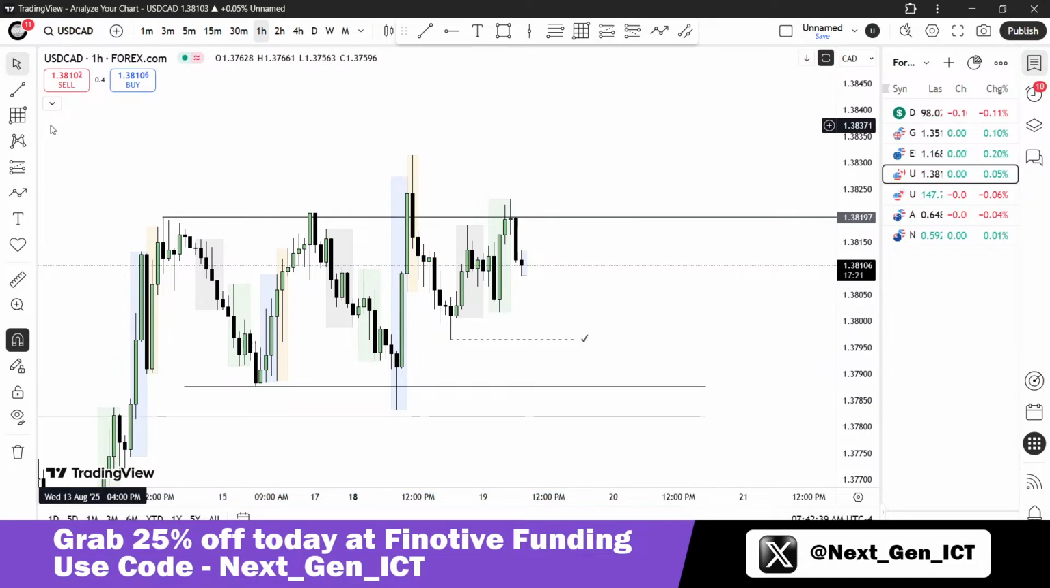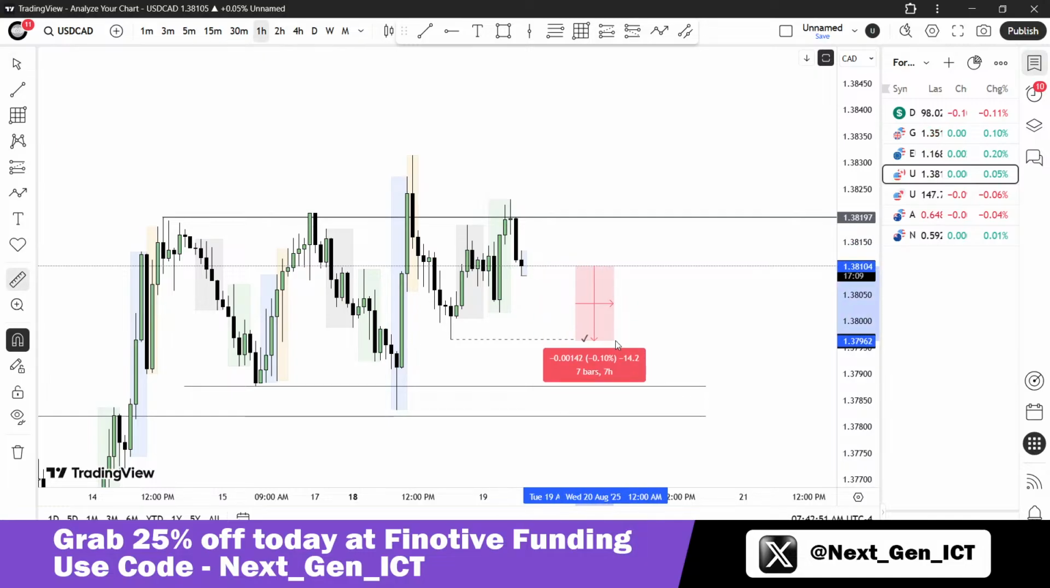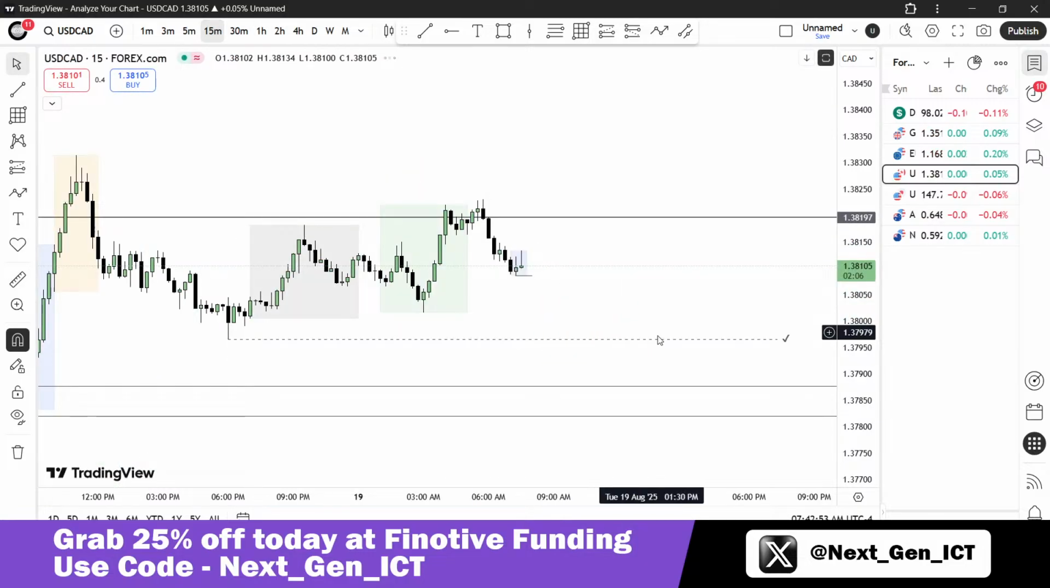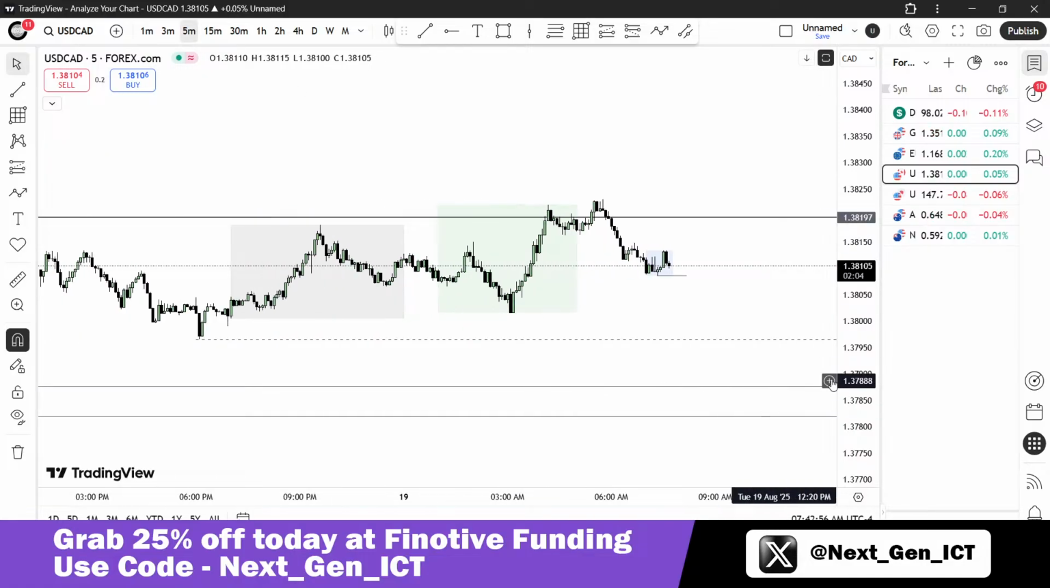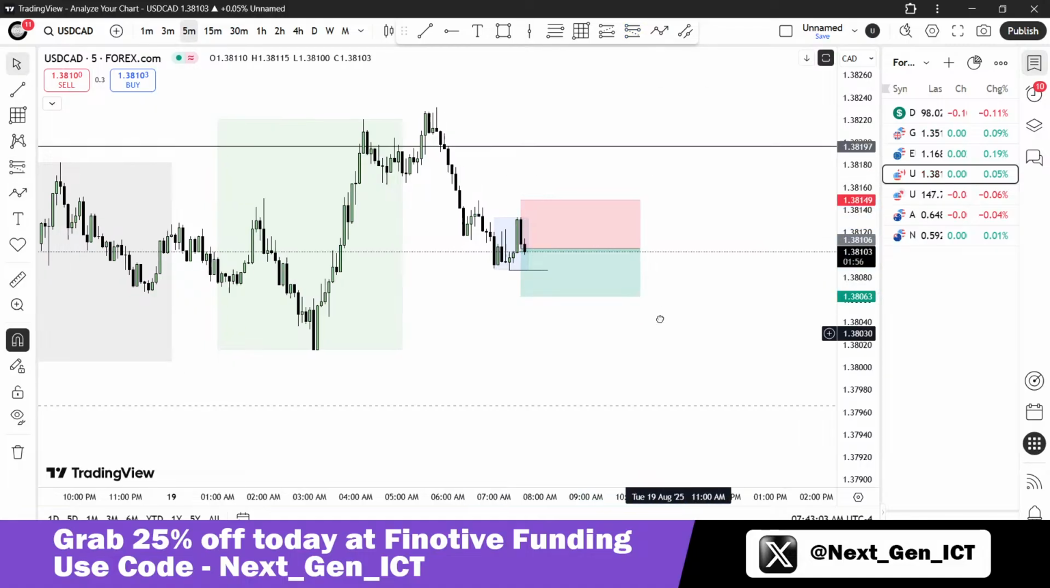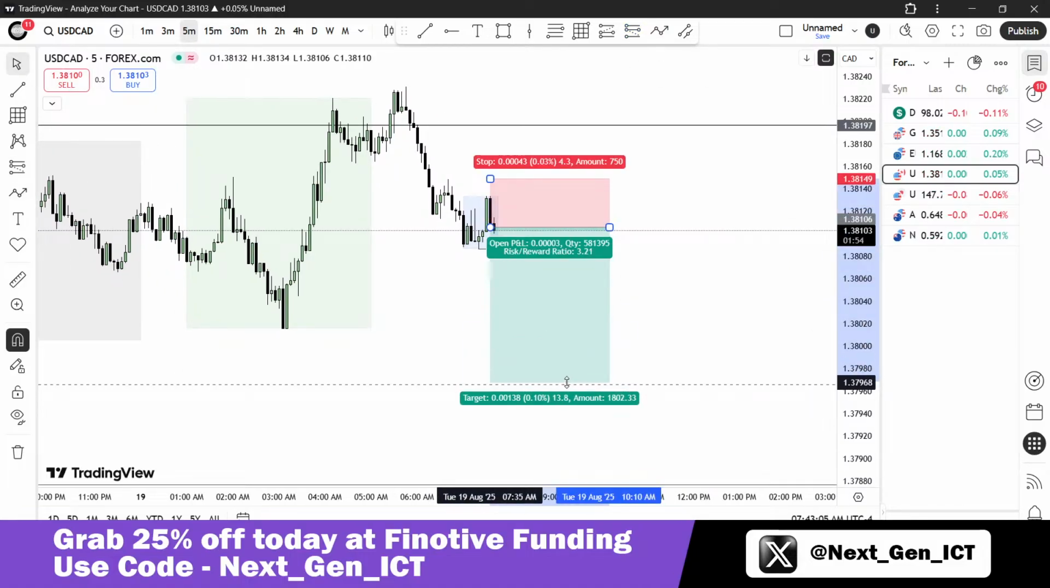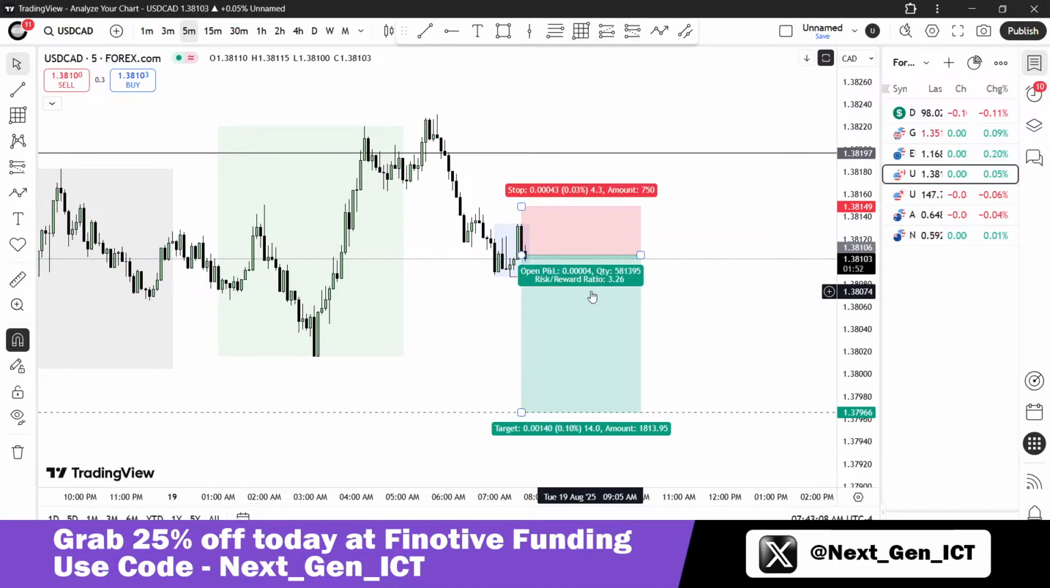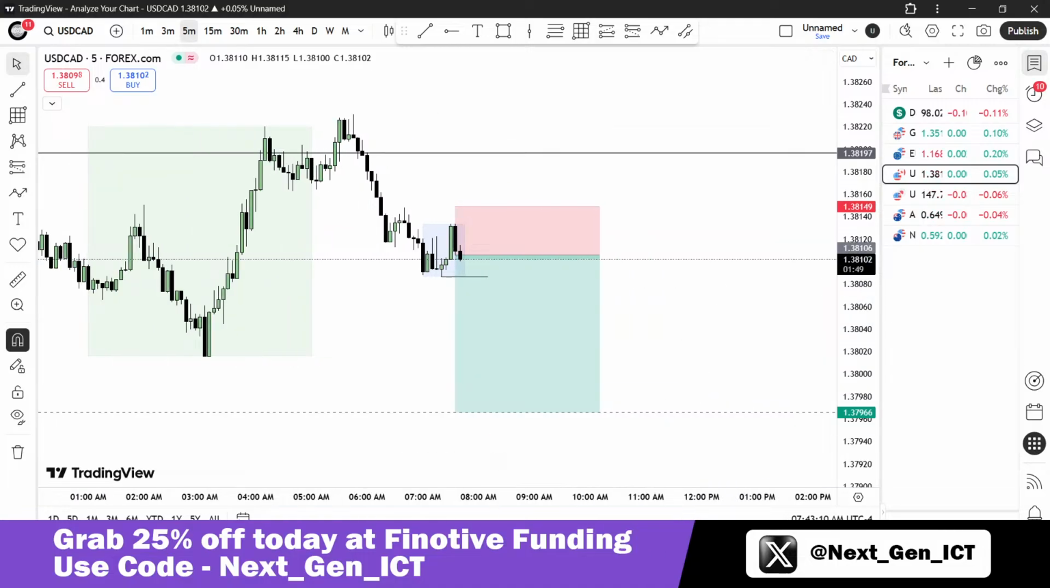Look at these two lines on USD CAD, they are the daily fair value gap high and low. These two lines here. Here's another setup I'm looking at right now. Let's see if it delivers.